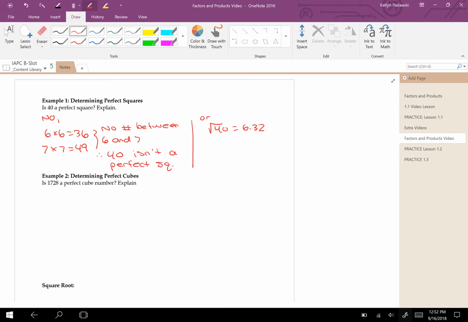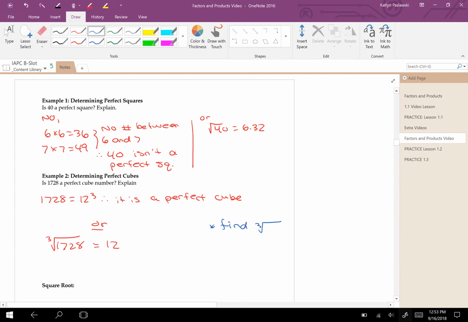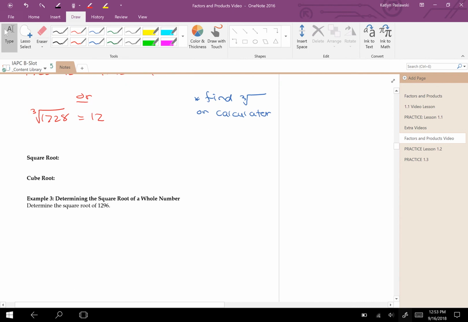Perfect cube of 1728, so 1728 is equal to 12 cubed. So therefore it is a perfect cube. Another way you could recognize that is that the cube root of 1728 is equal to 12. So make sure you know how to find the cube root button on your calculator. It's different on all calculators, so make sure you're able to calculate using the cube root button.